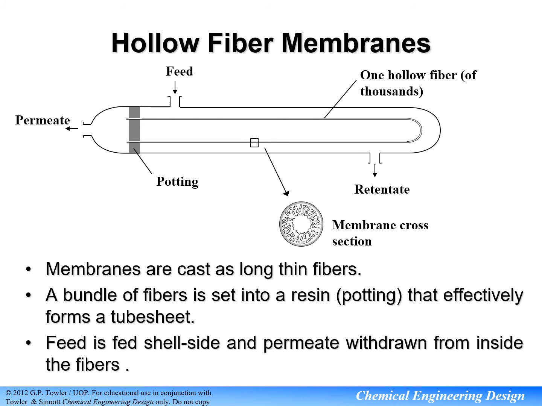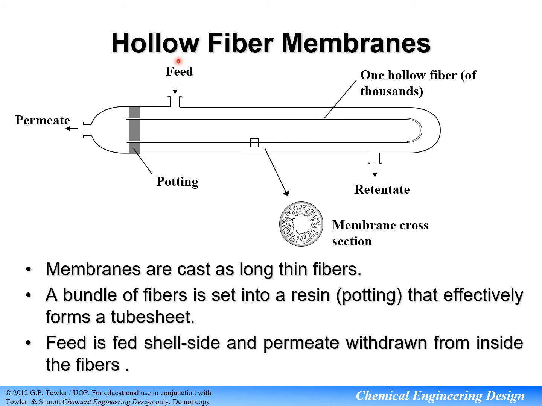This is the type of hollow fiber membranes. We have the feed here and the retentate here for the flow that cannot pass through the membrane, and we have a permeate part here for the flow that can pass through the membrane. This is the membrane cross section. The membrane is cast as long thin fibers. A bundle of fibers is set into a resin coating, and it will form a tube sheet.